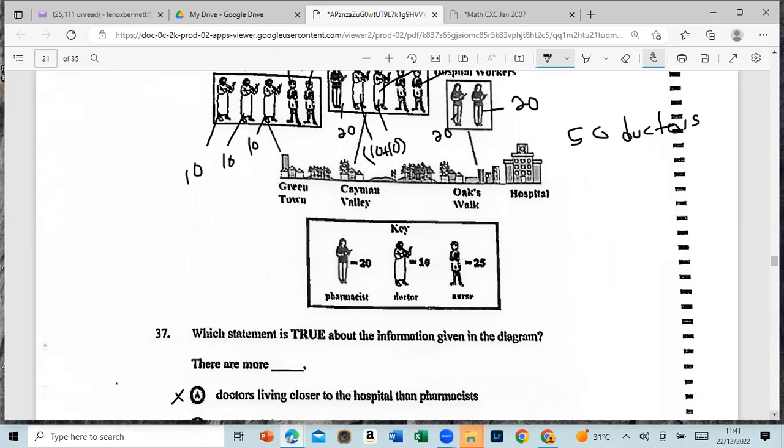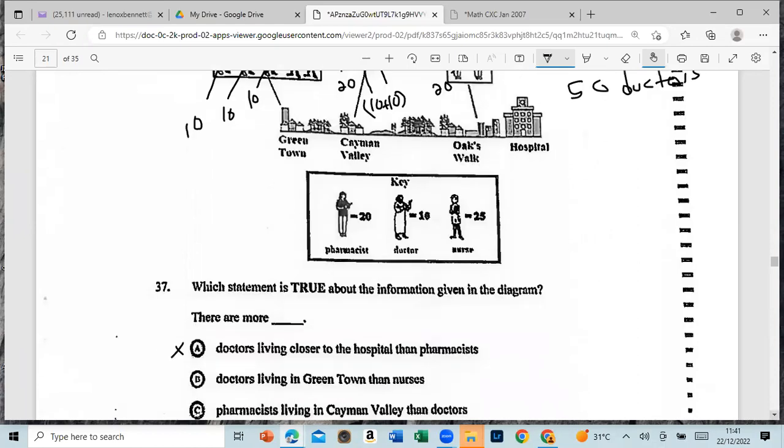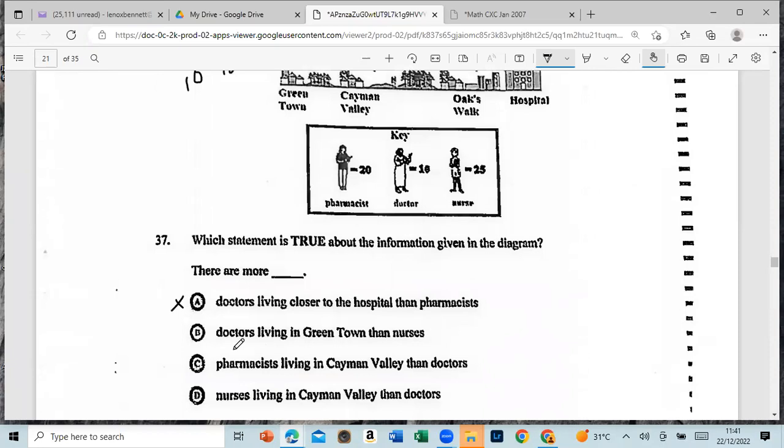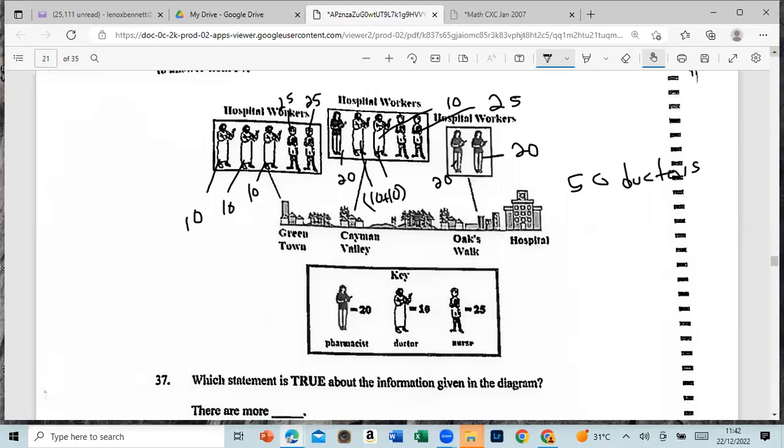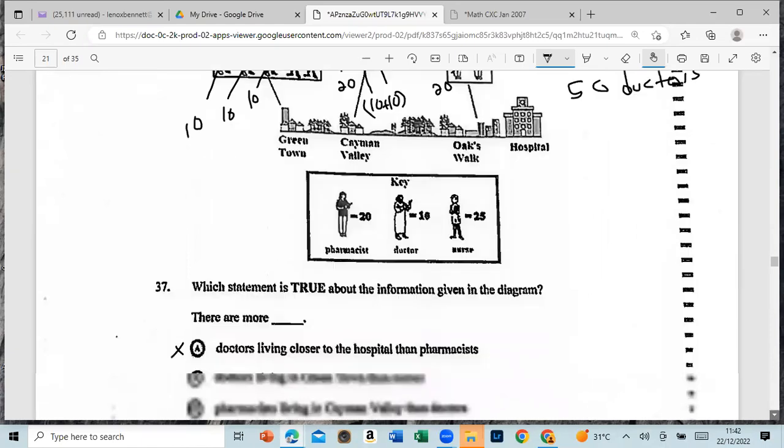The question is not clear because I don't know if you're considering every 3. There are more doctors living in Greentown than nurses. Let's just check Greentown and see how many doctors are there. Greentown. There are more doctors living in Greentown. No, that's not true. Only 30 doctors there and 50 nurses.